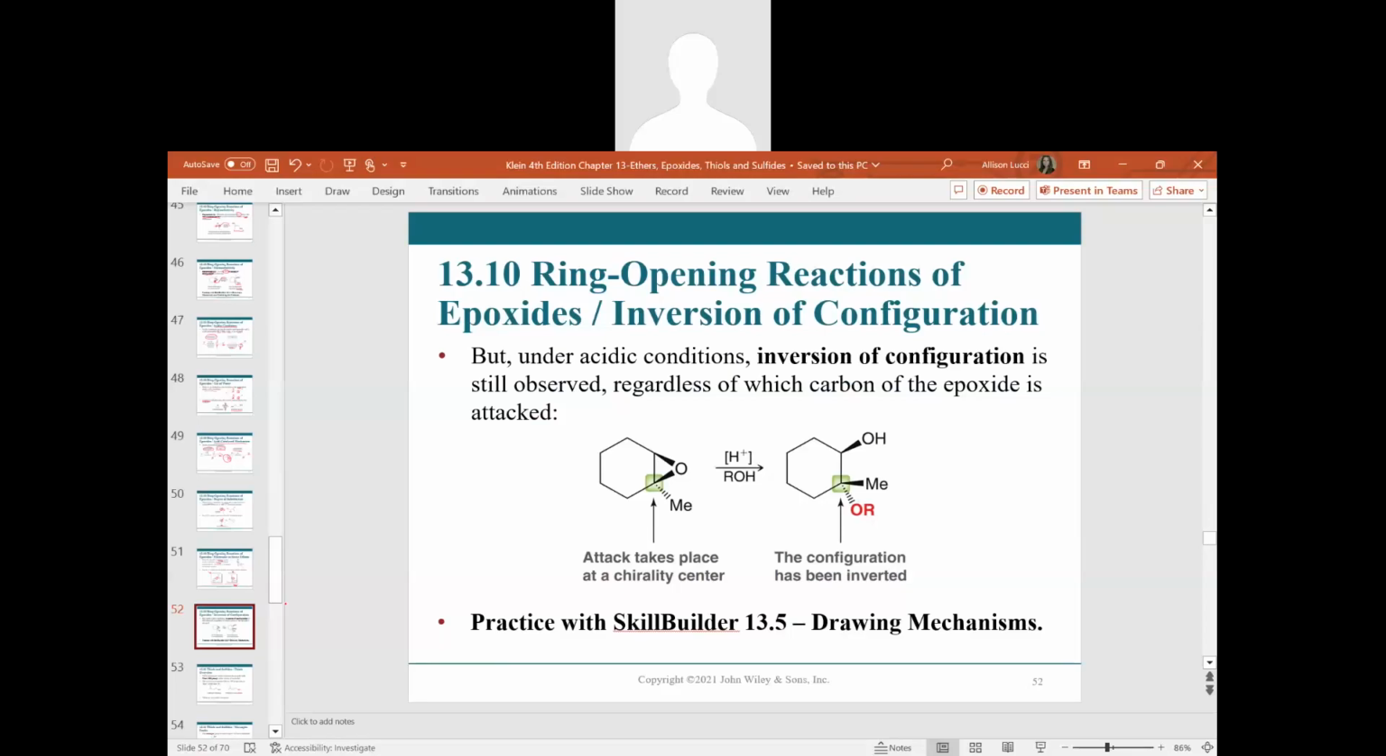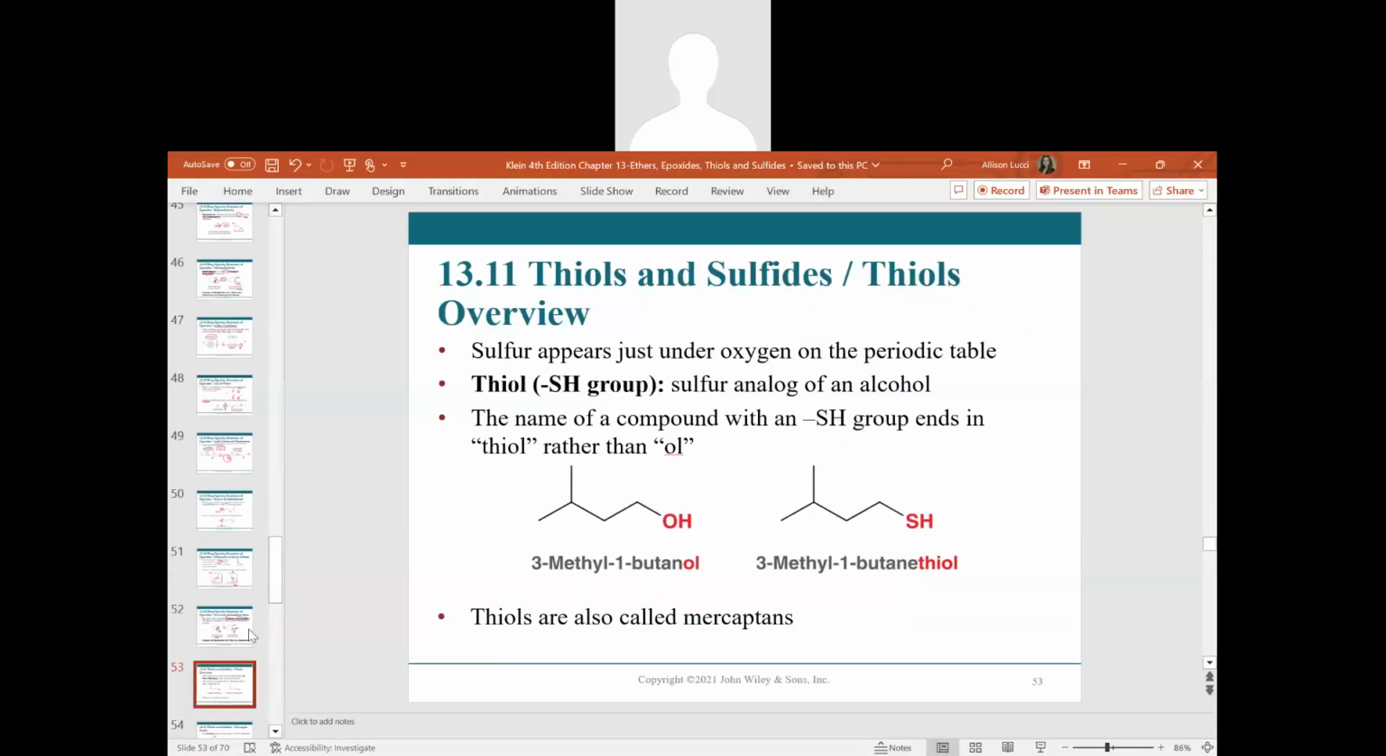So again, we should note that we would have an inversion of configuration because this does go through that substitution mechanism, SN2. So what we see here at our tertiary site, if it happens at a chirality center, we have this methyl group that was on a dash. Notice that the methyl group is now on a wedge, and our nucleophilic attack has been added now. Our alkoxide, rather, has been added on a dash. So whenever we have a chiral center, we should note inversion of that configuration.